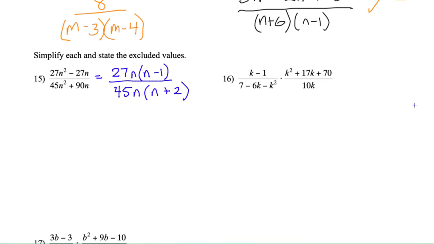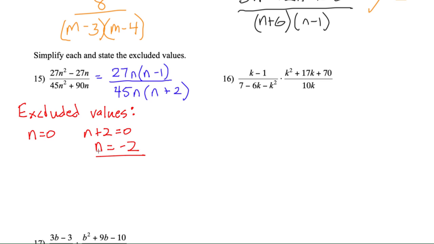So let's start stating the excluded values. These cannot be 0. N cannot be 0. N plus 2 cannot be 0. So I'm going to label these excluded values. If you want to simplify this and just say bad values, it's fine. But the excluded values are the following. Excluded values are n is equal to 0 or n plus 2 is equal to 0, which means n is equal to negative 2. Those are the excluded values. N equals 0, n equals negative 2.